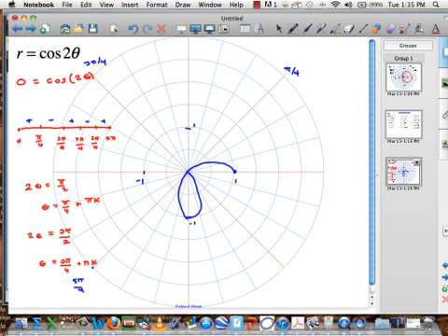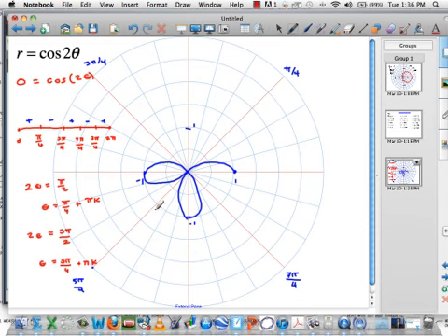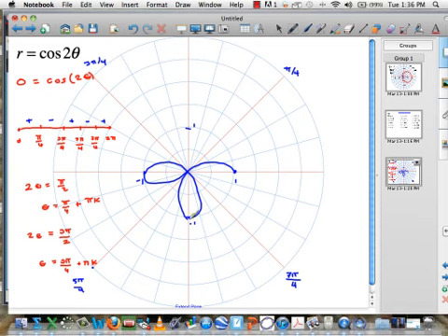So with positive r values, I'll be here. Still have positive r values, but now they're going to start to spiral back in, and that puts me back at the pole. Now, between 5 pi over 4 and 7 pi over 4, my r values are now negative. Okay? So instead of being plotted in quadrants 3 and 4, they get reflected to be in quadrants 1 and 2.